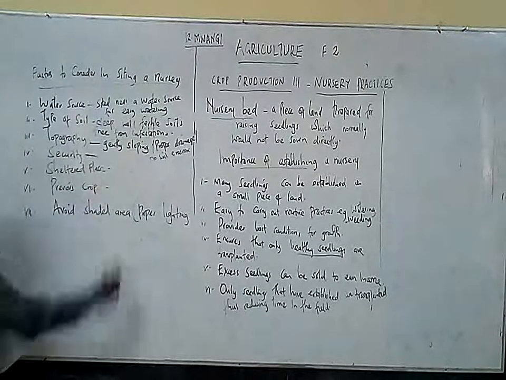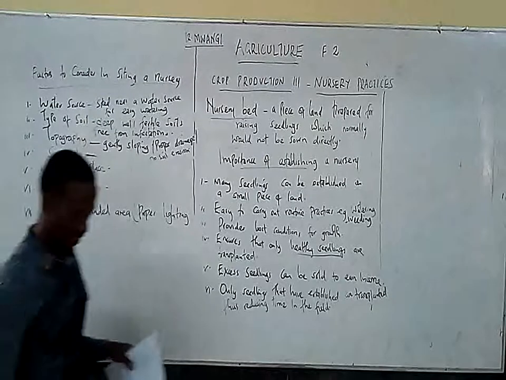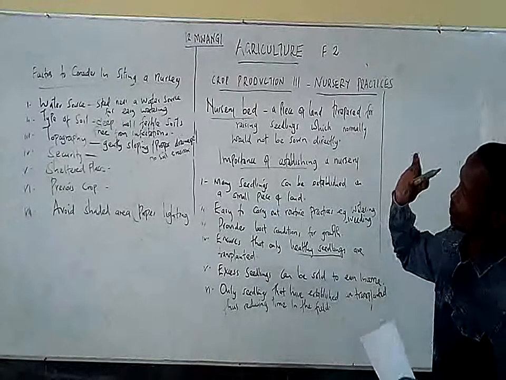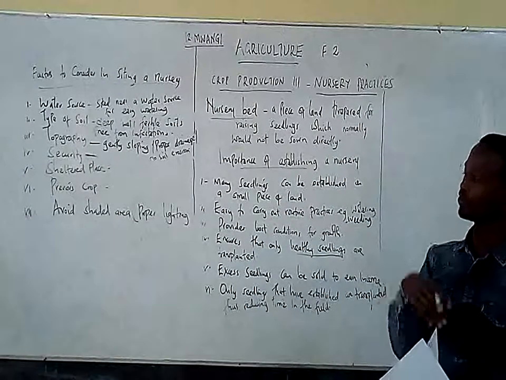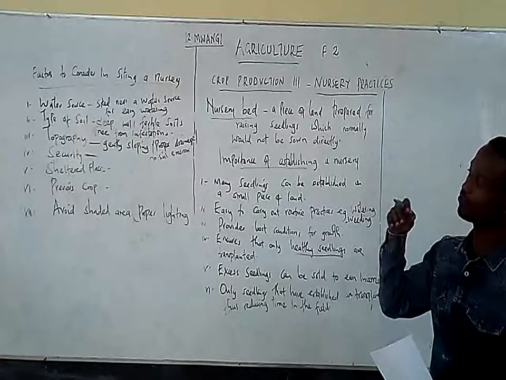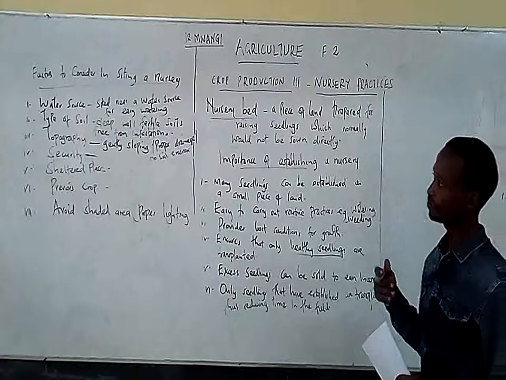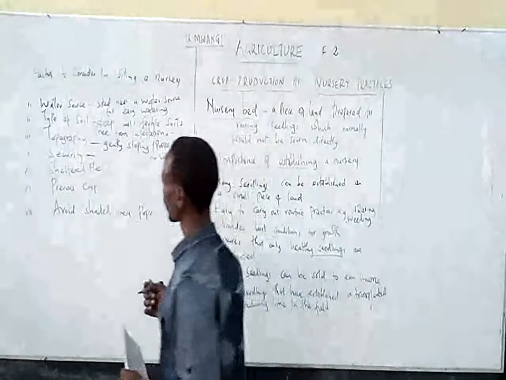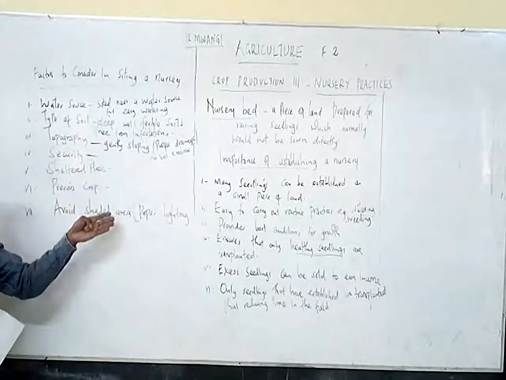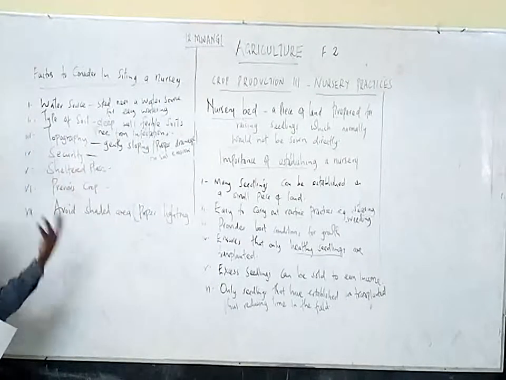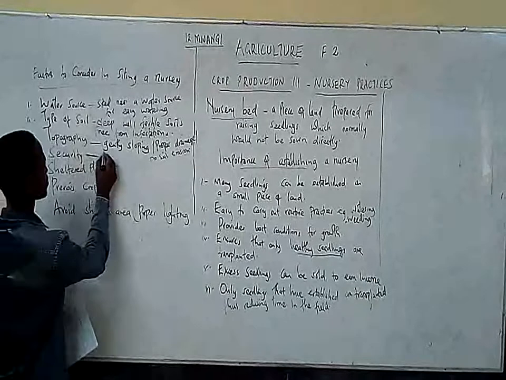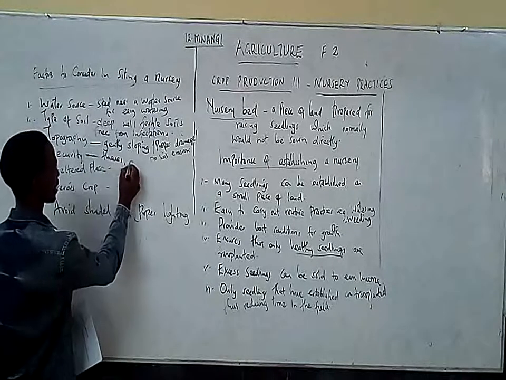Security. When you talk about security, you should locate a site where we have enough security, meaning that you're not going to have animals coming into your farm, or a place where we are free from theft. Because if you locate your nursery where there is no adequate security, then the seedlings will be prone to thieves, or they may be prone to attack by stray animals or wild animals. So security from thieves and animals.